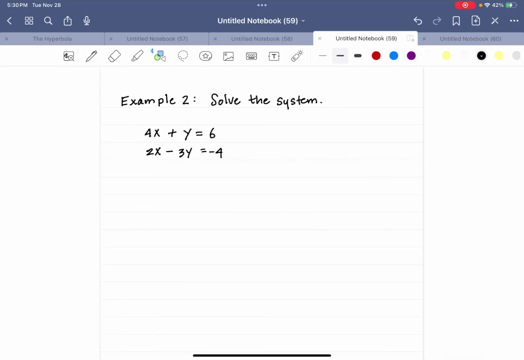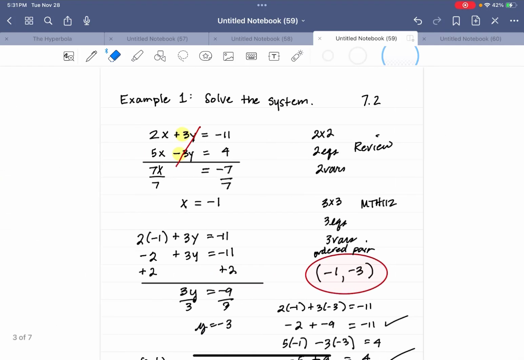Now, in this case, 4x plus y equals 6 and 2x minus 3y equals negative 4. If I add these together, it doesn't really do me any good, because I get 6x minus 2y is 2. And that's fine, except it doesn't do me any good because I still have an x and a y. So instead of that, what I want to do is I want to multiply one or both equations so that I have opposites like I did in this first one, where I had the positive 3 and the negative 3, which canceled out.